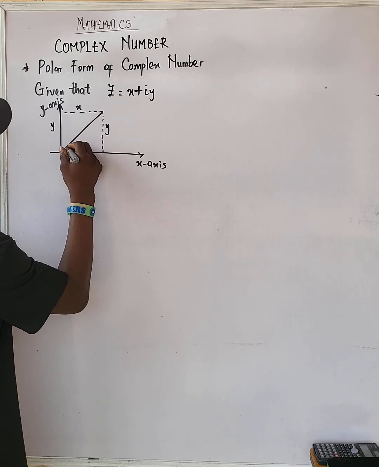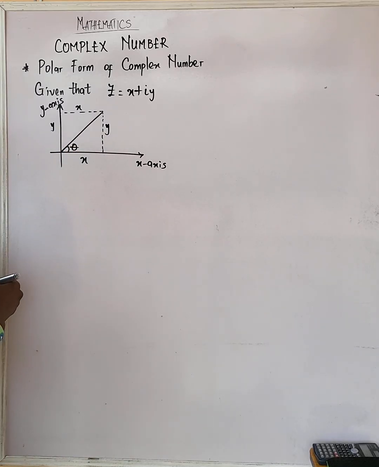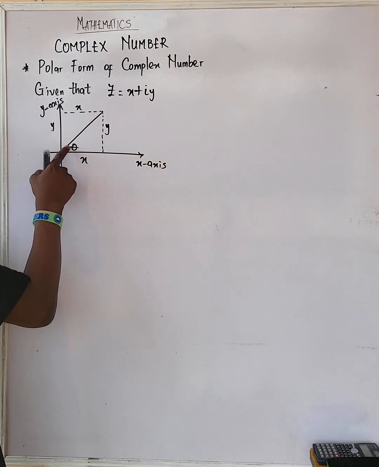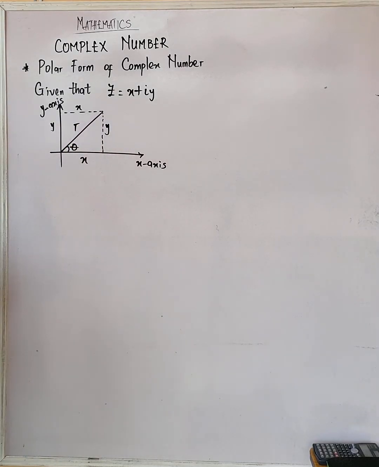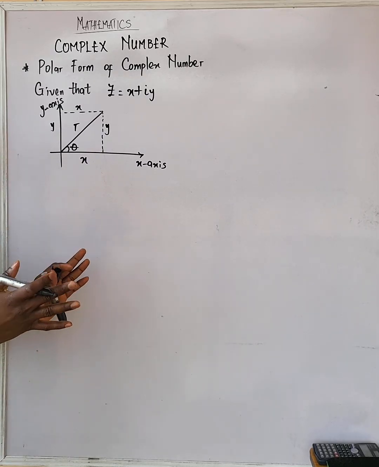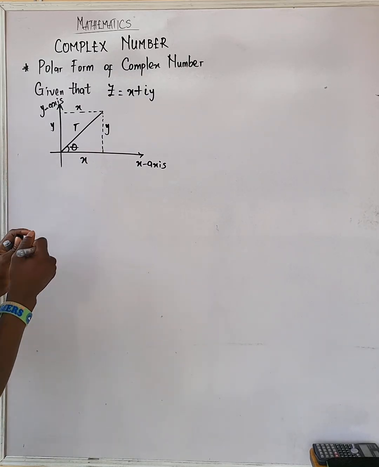Now, this is our angle theta. This is our argument, the angle it makes with the horizontal. Then this will be our magnitude r. This is just the Argand diagram representation of this complex number.